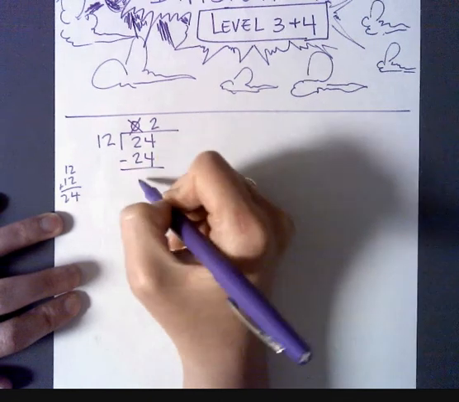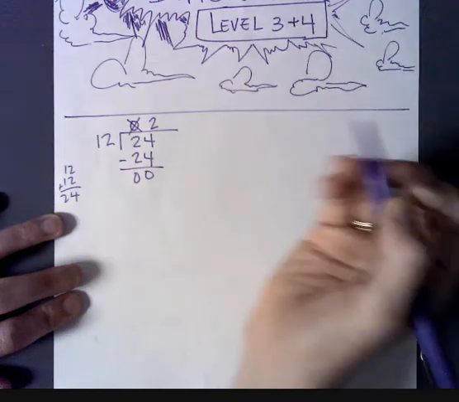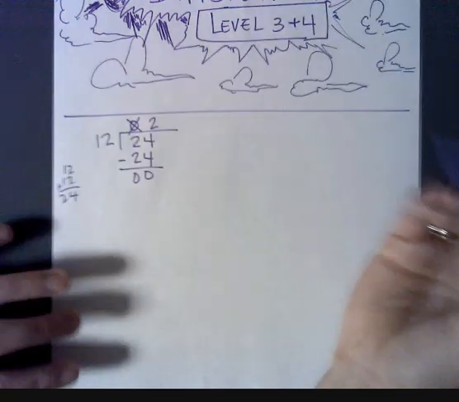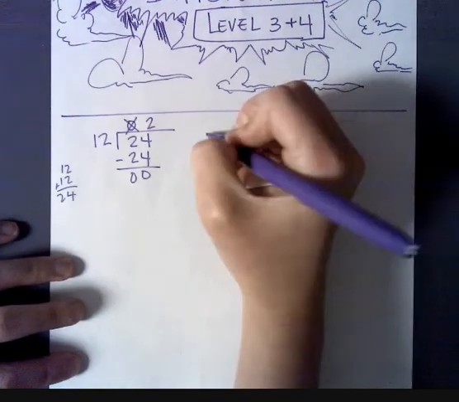And I'm going to subtract. It's going to give me 0. So this is just the beginning stages of taking 2 numbers and putting it into 2 numbers. Alright, so let's look at the next one.